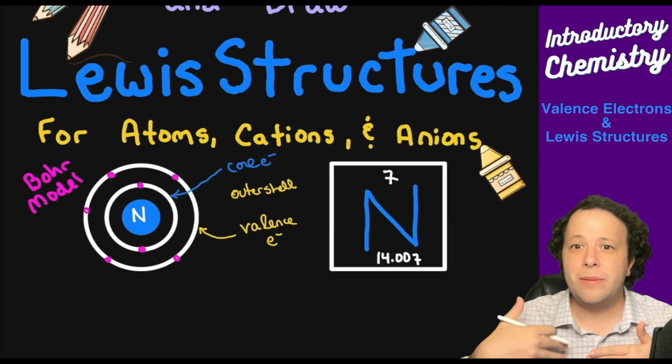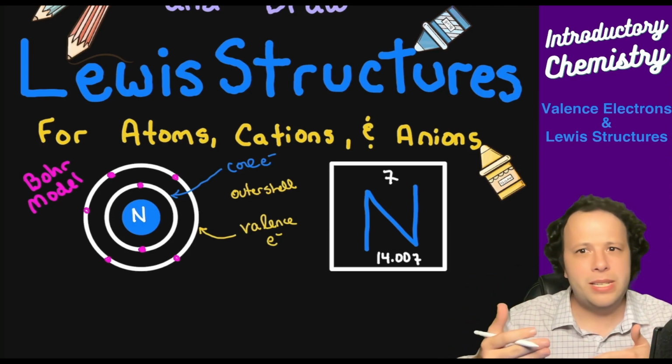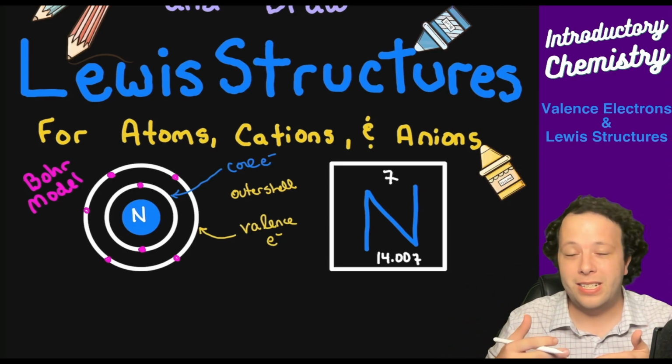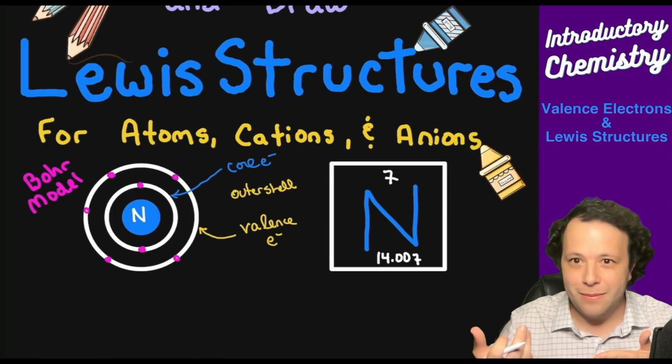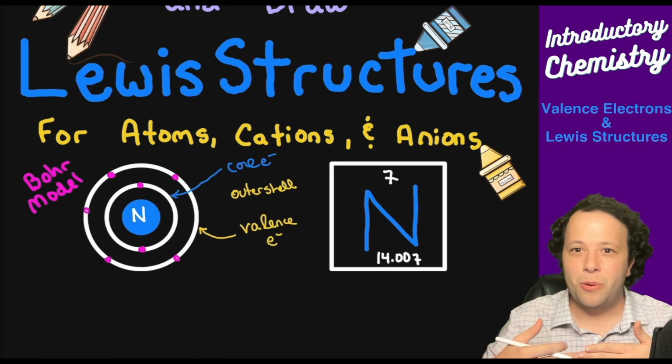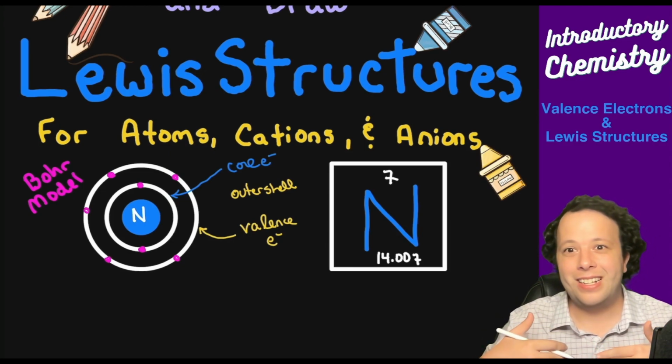So we're going to learn some simple methods on how to count them, just using your periodic table, what you are given on an exam or on a homework for most of your chemistry classes. And then we'll go through different ways to draw Lewis dot structures. Let's get at some different examples.